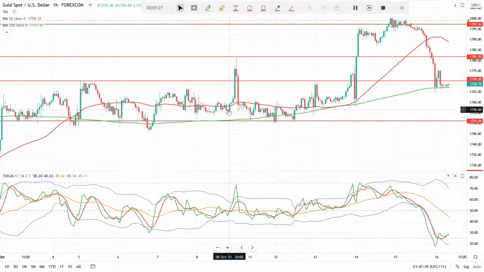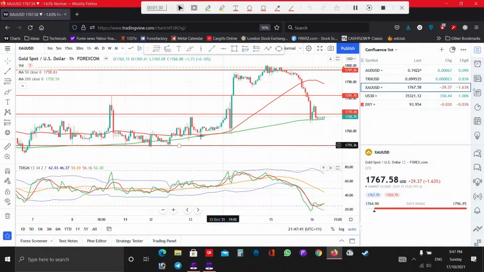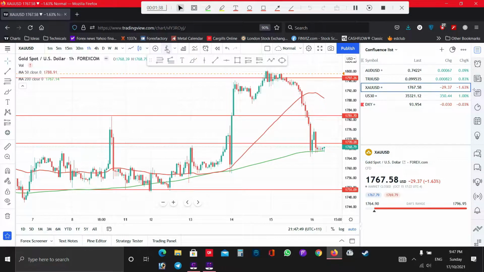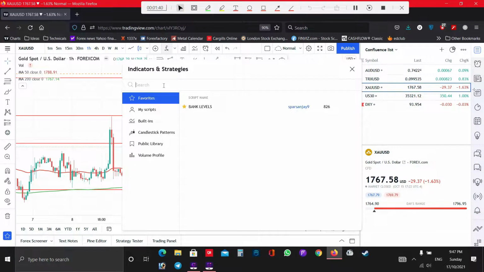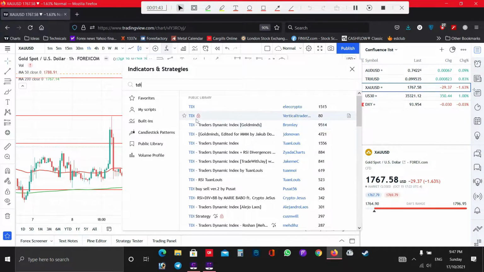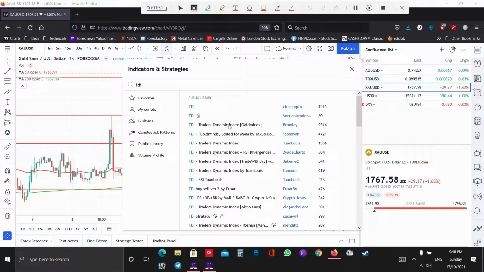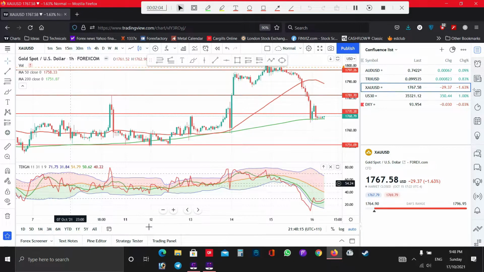If you are looking at this indicator on PC on TradingView, I'm using TradingView for my analysis. The way you can find it is to click indicators and strategies and just type TDI. I always use the Goldmines one, this one up here, because everything is similar, but there are little differences. If you use the Goldmines one, there are some things that you need to edit, but it's still easier to edit. So you click it once.